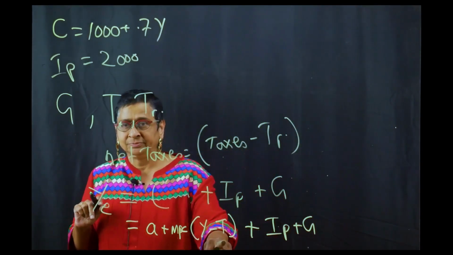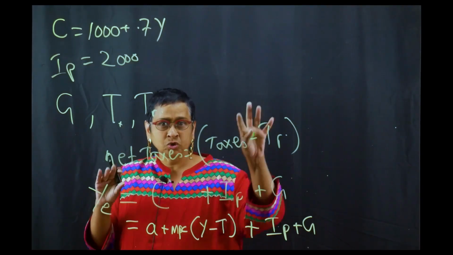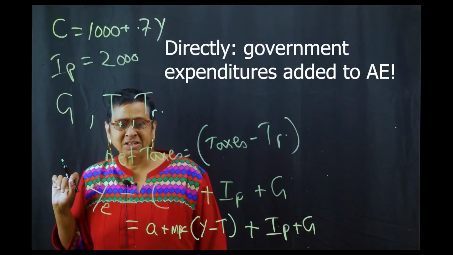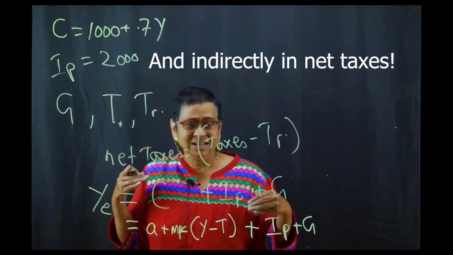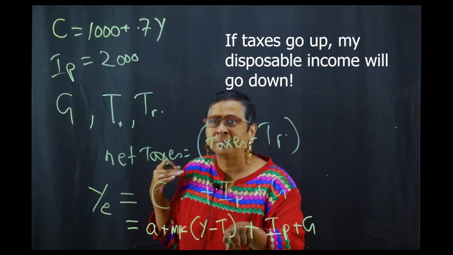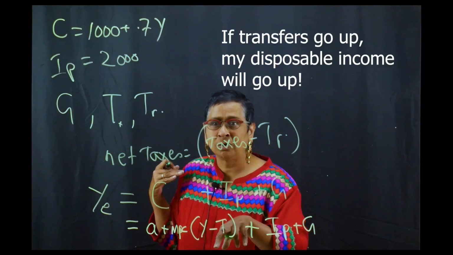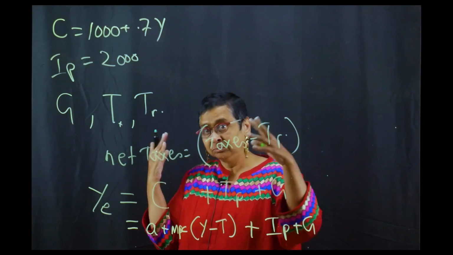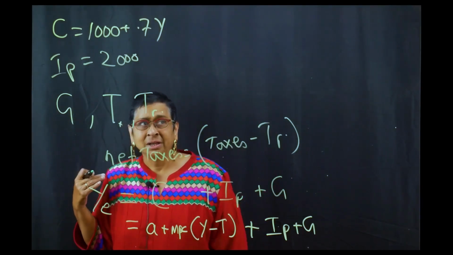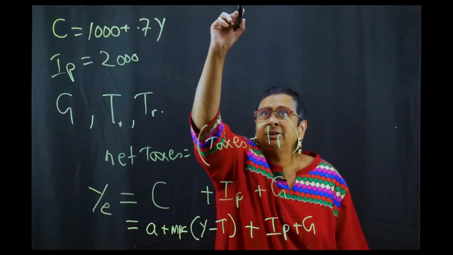This modification is where taxes and transfers enter, right? Disposable income. So two places, as per my circular flow: directly, government expenditures added to aggregate expenditures, and indirectly, net taxes are going to show up over here. So as you can see, it's Y minus T. If taxes go up, my disposable income will go down. On the other hand, if transfers go up, my disposable income will go up, right? So there we are. You can use this to calculate equilibrium, but what I'm going to do is to just show you what it looks like in a graph.